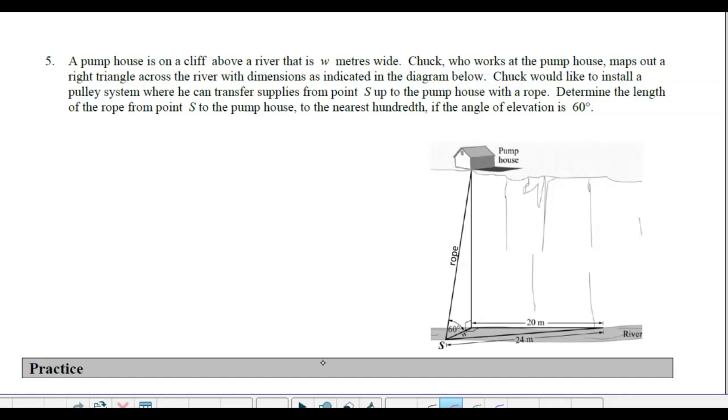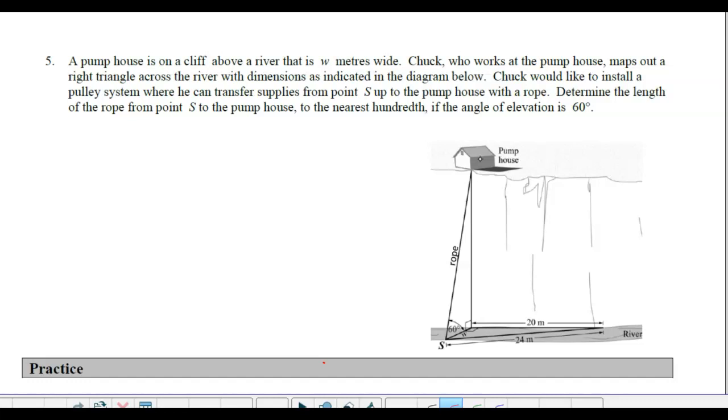So it says a pump house is on a cliff above a river that is W meters wide. So you can see the little W, that's the width of the river. Chuck, who works at the pump house, maps out a right triangle across the river with dimensions as indicated in the diagram. Chuck would like to install a pulley system where he can transfer supplies from point S here up to the pump house with a rope. Determine the length of the rope from point S to the pump house.